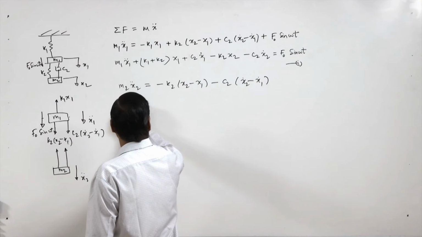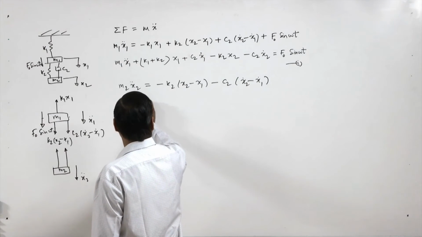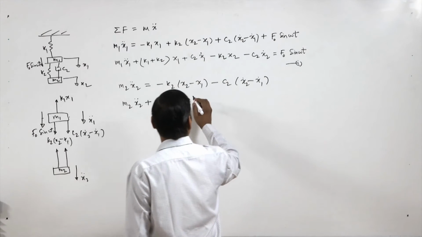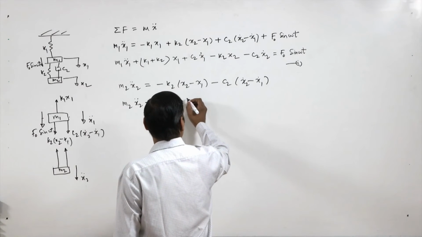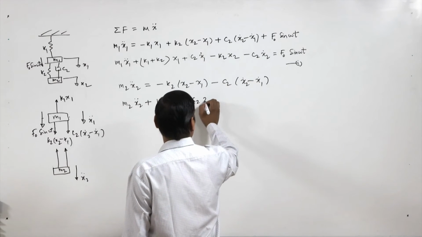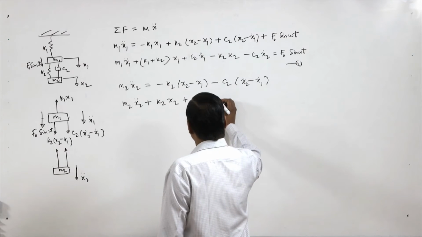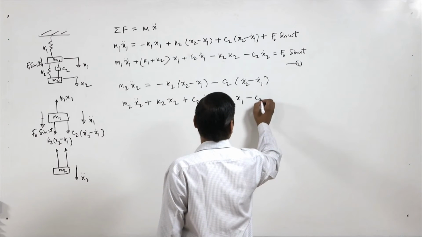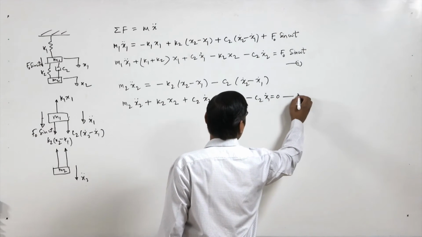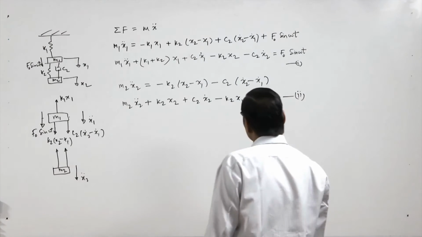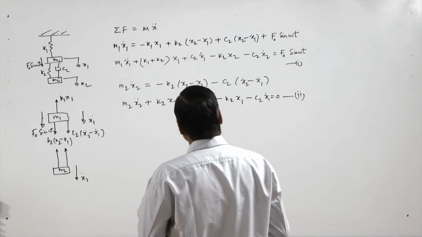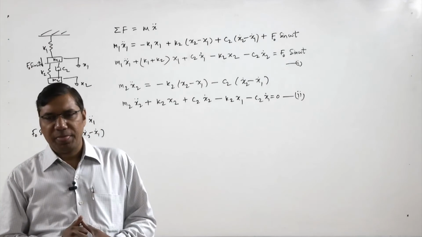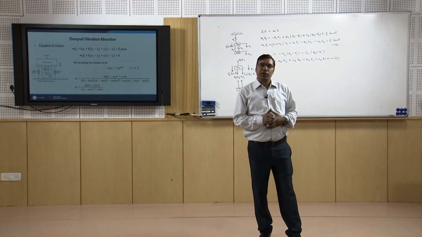So we can adjust these terms. So m2 x2 double dot plus k2 x2 plus c2 x2 dot minus k2 x1 minus c2 x1 dot equal to 0. So this is equation number 2. So now we need to solve these two equations to find the values of x1 and x2.